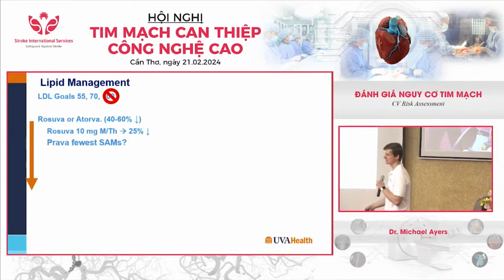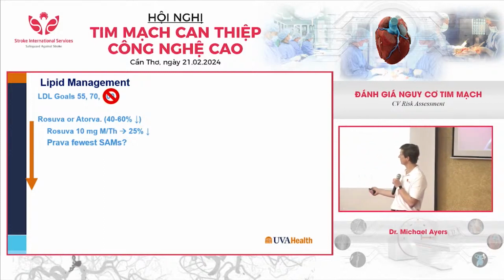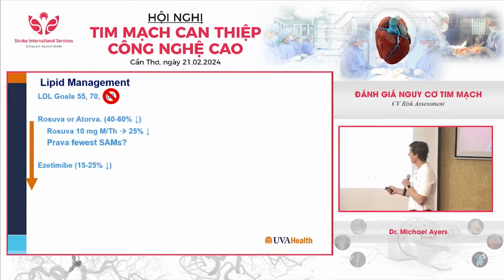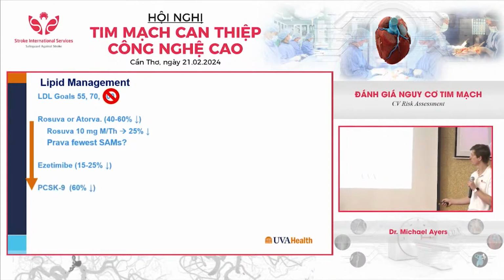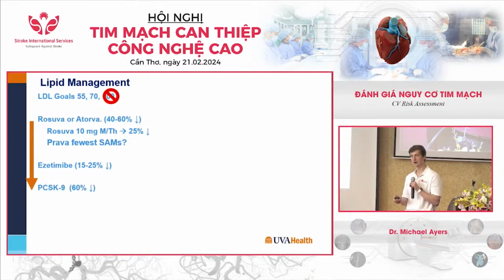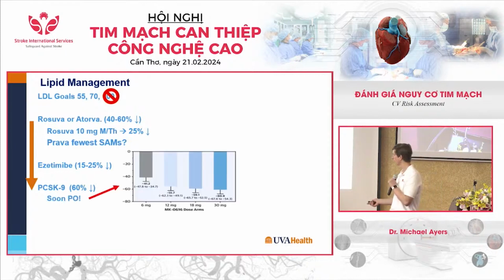Pravastatin might have the fewest side effects. I usually have success with this, though. Most people, I can get them on twice-a-week Crestor. I add Zetia quite frequently. And if they're still not at goal, PCSK9 inhibitors in America have become affordable. They're about the same cost as Jardiance, an SGLT2 inhibitor, empagliflozin. So they've become much more affordable in America. And there's a PO version that's coming out.